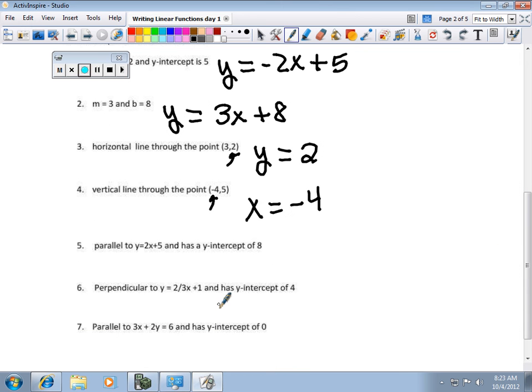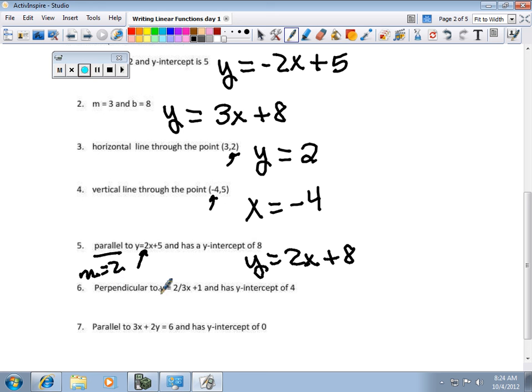If we're going to be parallel to y equal 2x plus 5 and have a y-intercept of 8, we need to figure out the slope of this equation they gave us. It's the number in front of x. It's 2. If I'm parallel, it's going to be the same, so my slope is 2. I now have slope and y-intercept, so y is equal to 2x plus 8. I put the slope in front of x. I put the y-intercept at the end.